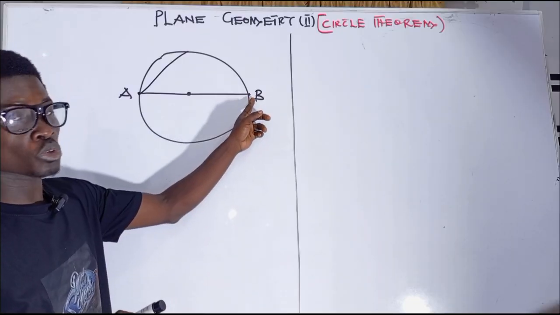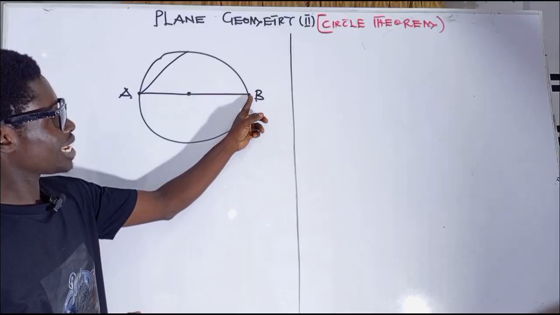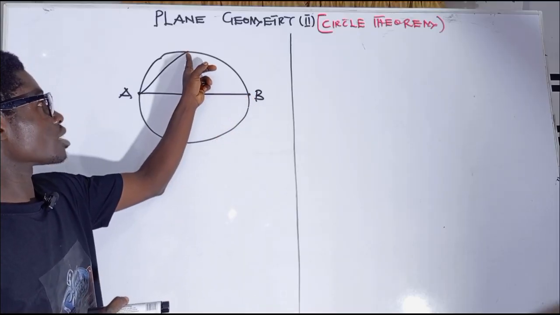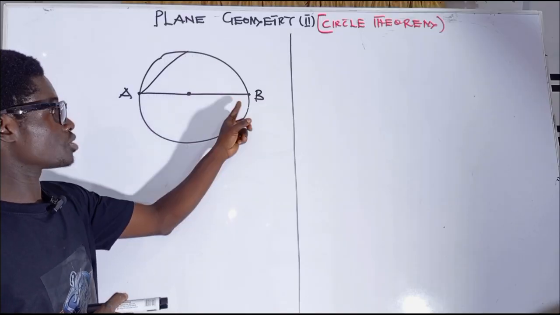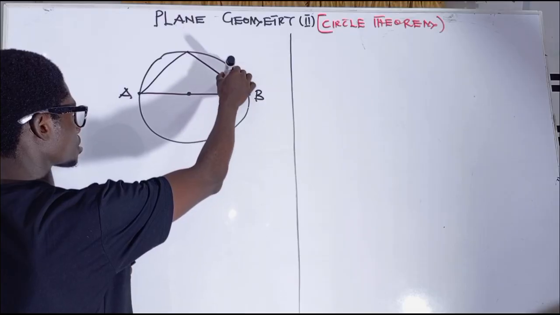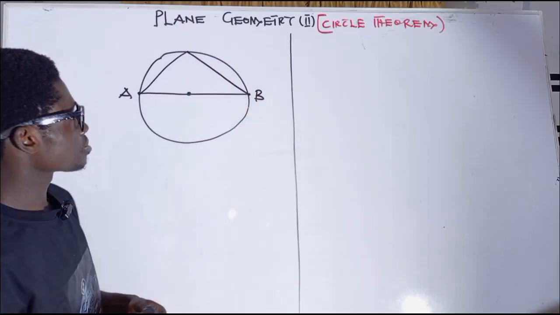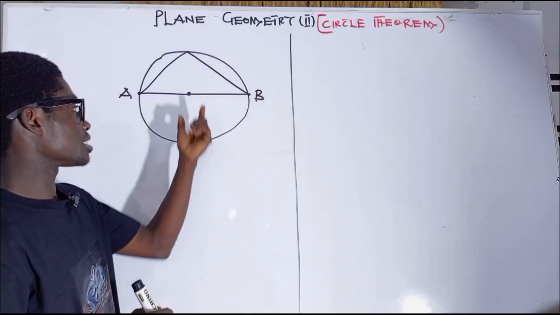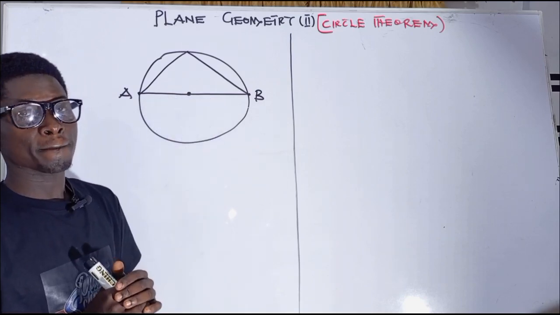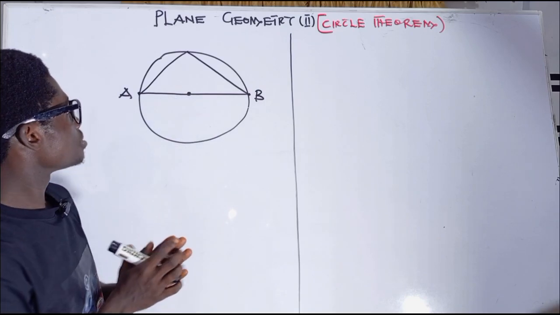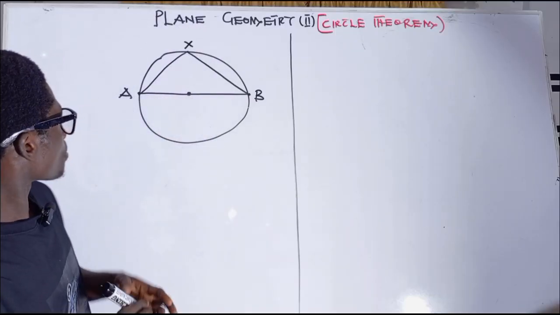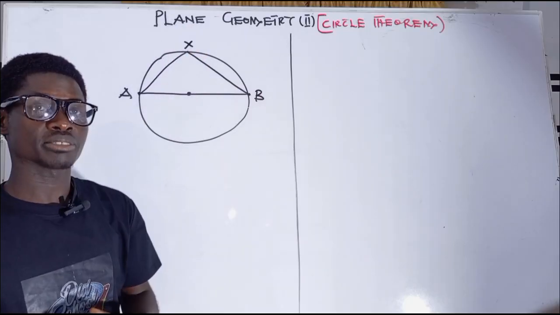Now stand at B also and draw a chord, or a line, from the end of the diameter to meet the chord, the line that you drew. So we are going to draw a line to meet this. I believe you have this diagram in your exercise book or notebook. Now let's call this point X. So we have A, B, and X, right?